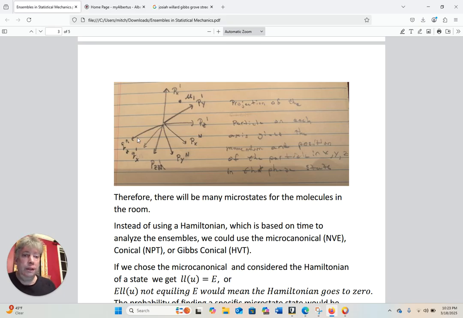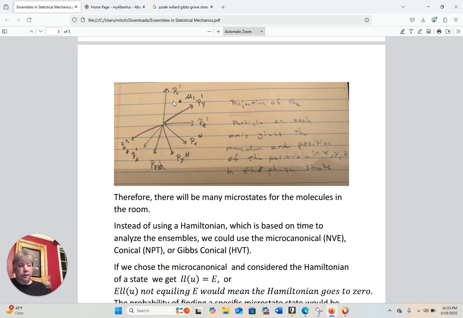So basically, if we really think about this, in order to get the x position, we're really projecting this across the x-axis, across the y, and across the z, in order to determine momentum and position of the particle. So therefore, with more than one particle, there can be many microstates for the molecules in the room.